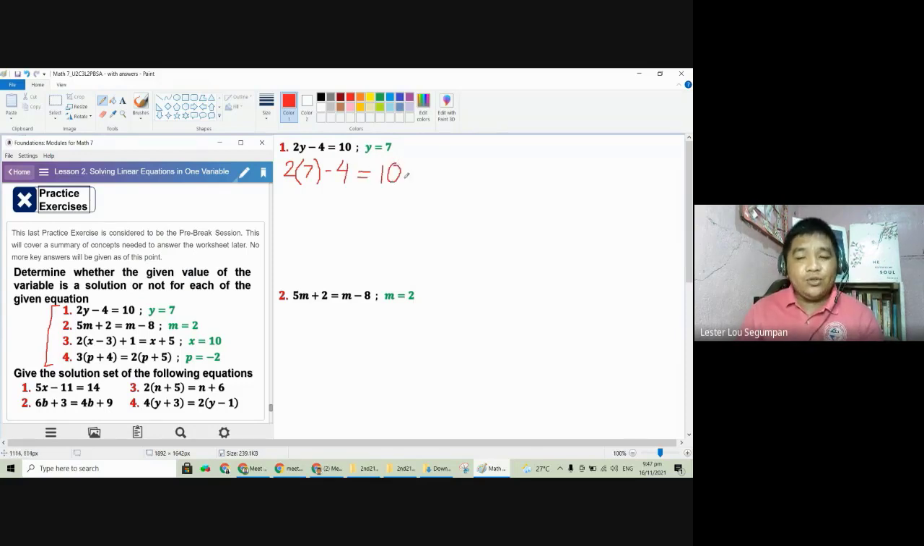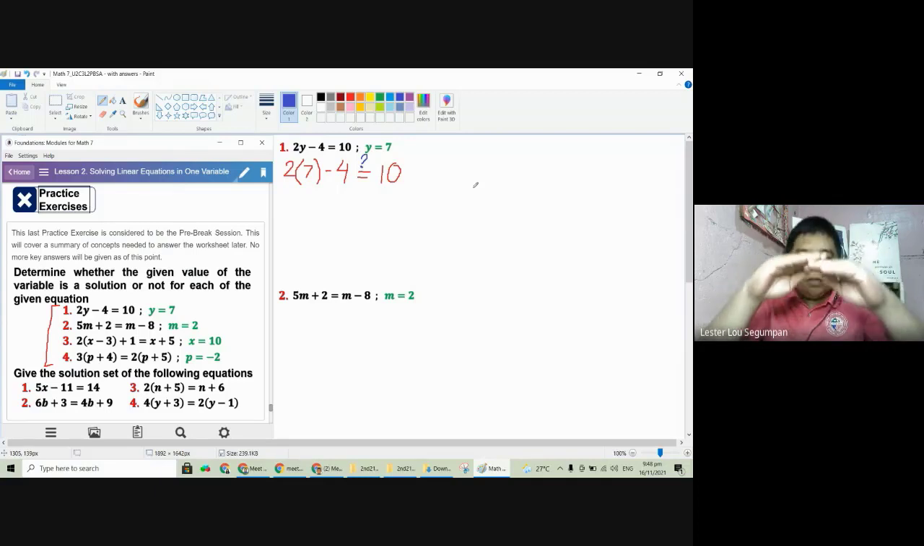Once we have substituted the given value of the variable, we can place question marks here because we are not yet sure whether the equation is true or not. Please be guided with this one. Just by looking at the expression after substituting, we can automatically say yes, y equal to 7 is a solution to the equation 2y minus 4 equals 10, because as you apply the processes, it will be equal to 10. But that is not the goal. The goal here is to make sure that both sides of the equation are correct.